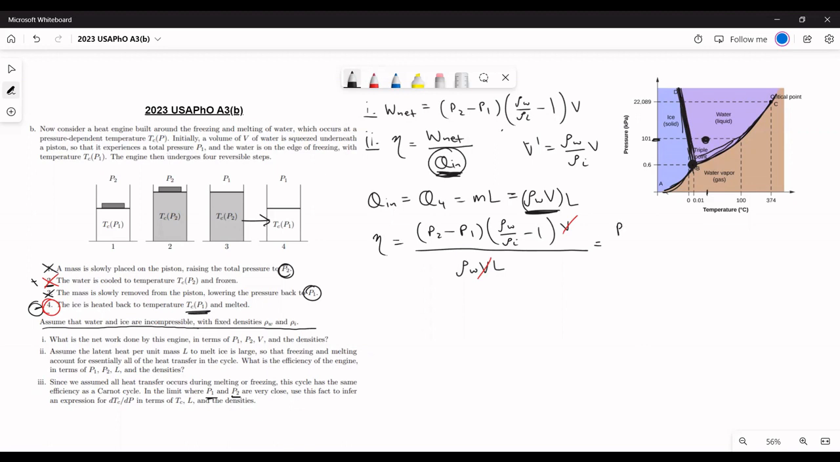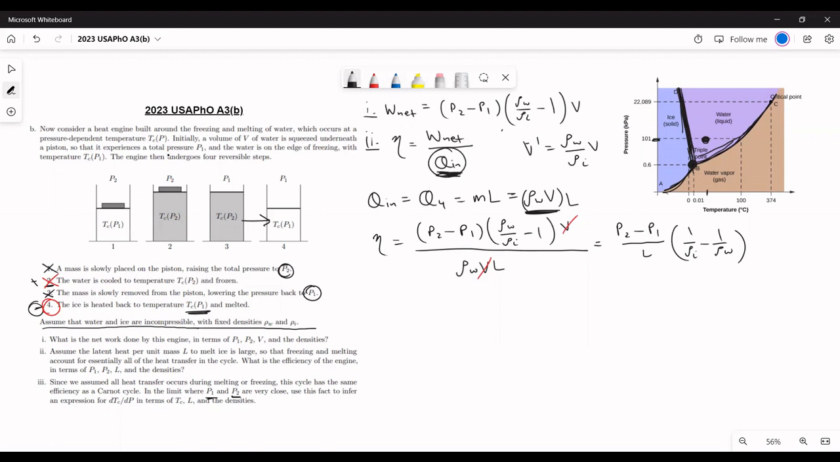So we can simplify this efficiency to P2 minus P1 over the latent heat times this term involving the densities, 1 over rho I minus 1 over rho W. And that's the answer to part 2.